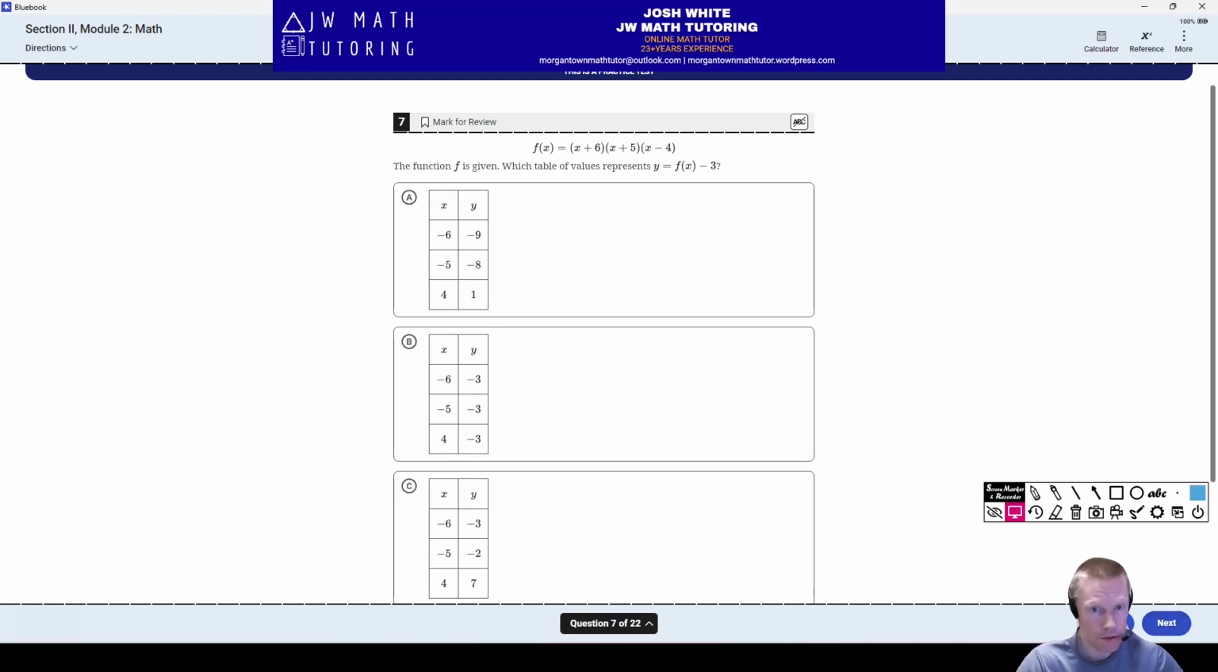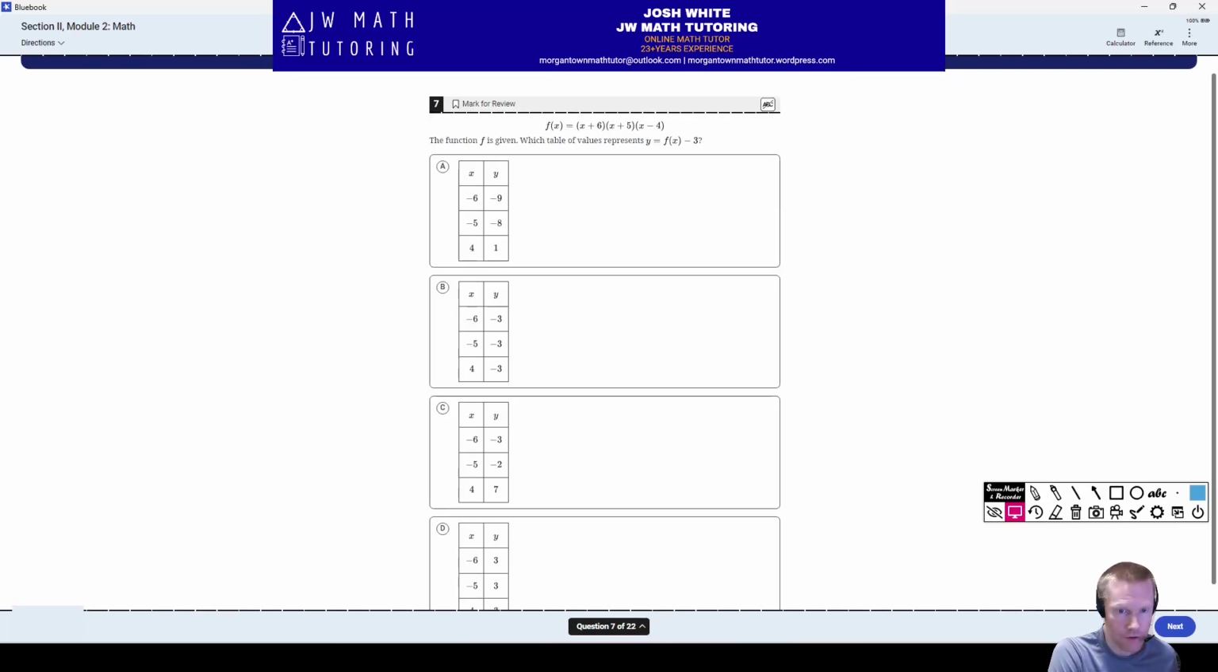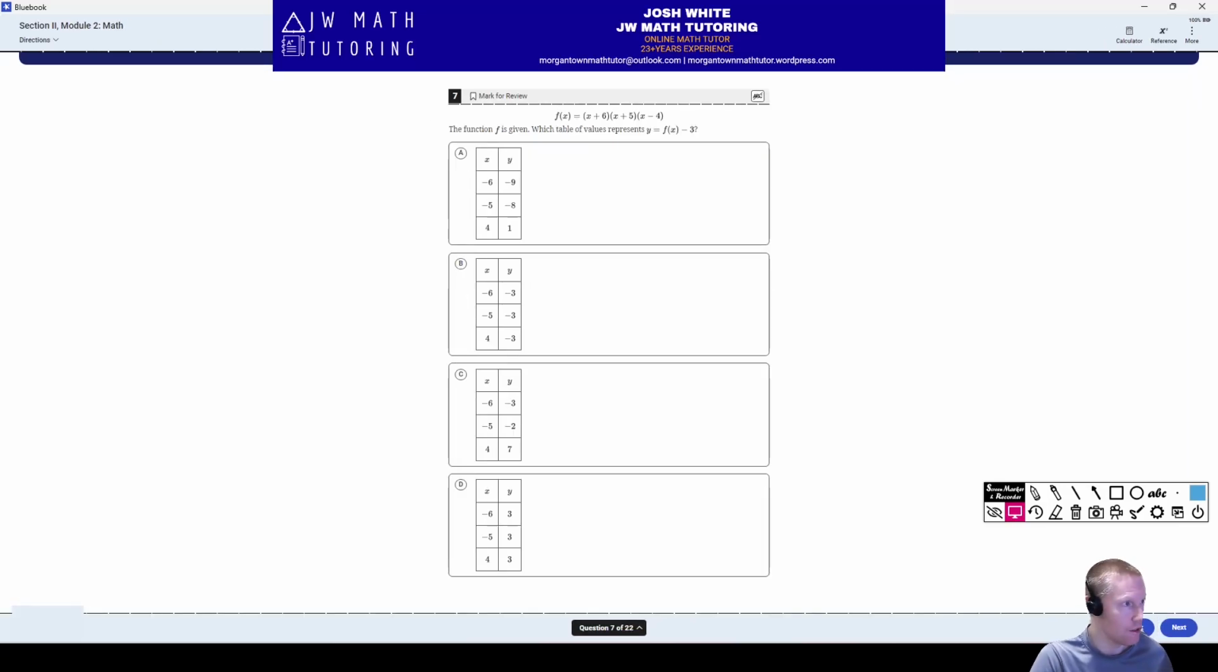Next up, question number 7. Let me see if I can zoom out on this so we can get all the answer choices on the screen here. All right, so you have this polynomial function, and they want to know which of the tables of values represents f of x minus 3. So in other words, this function but shifted down 3. That's what you're checking these tables of values against.